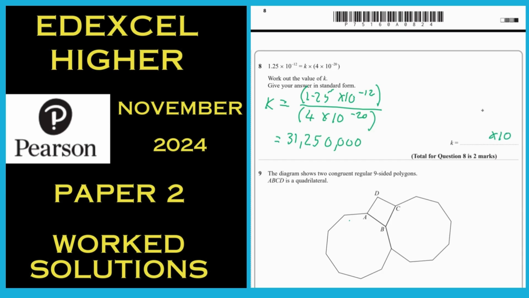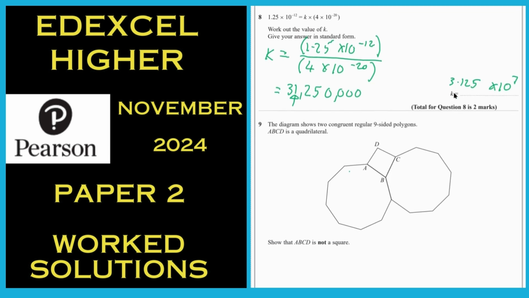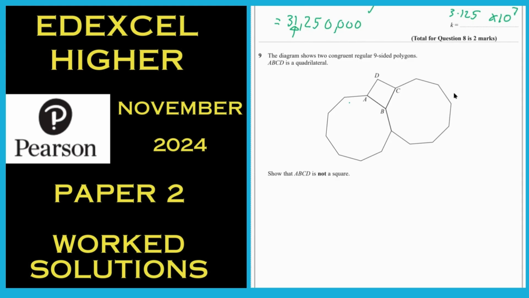To be a number between 1 and 10, we'd like the decimal point to be after the 3, which makes it 3.125. But how many times has the decimal point moved? 1, 2, 3, 4, 5, 6, 7 times. Makes it power of 7. Or you may be lucky enough just to know that power of 6 would be millions, so tens of millions means power of 7.